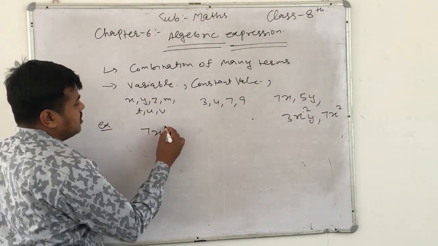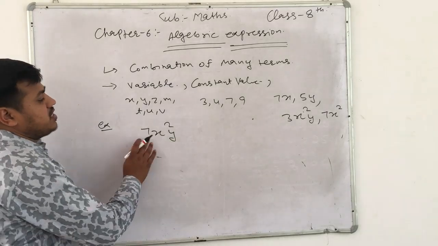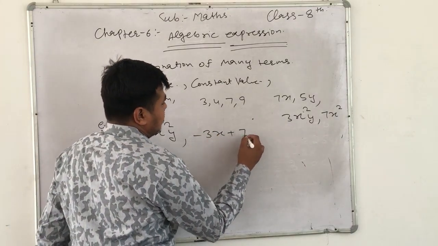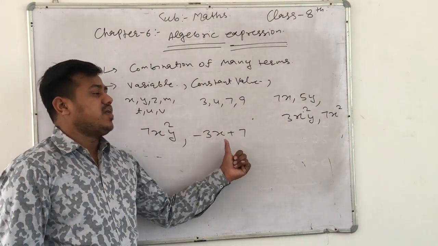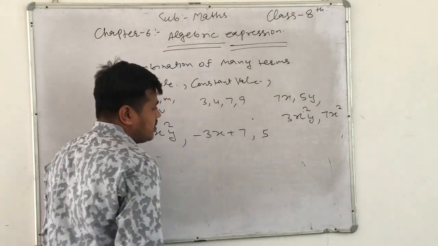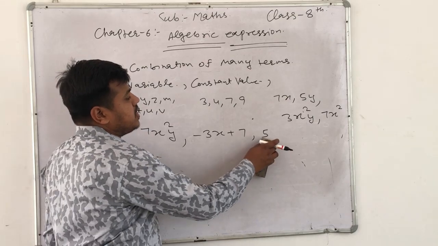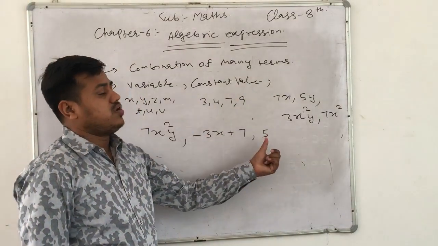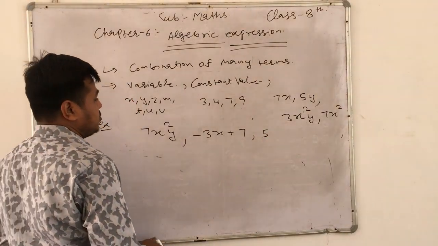If I write 7x square y, it is an algebraic expression because in it a variable and a constant are present. I will write minus 3x plus 7. It is also an algebraic expression because in it a variable and a constant are present. Let's just write only 5. It is also an expression, but it is an arithmetic expression in which x, y are not present. These are known as arithmetic expressions. So these are algebraic expressions.